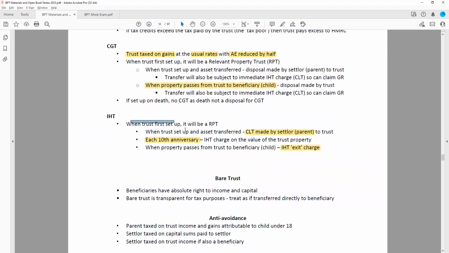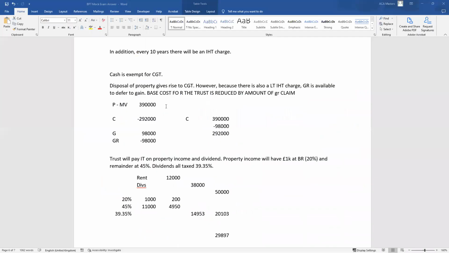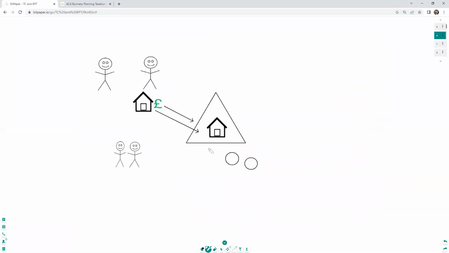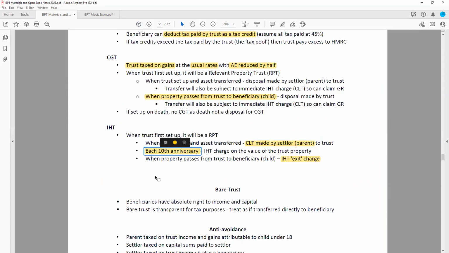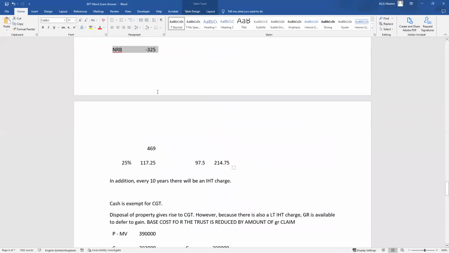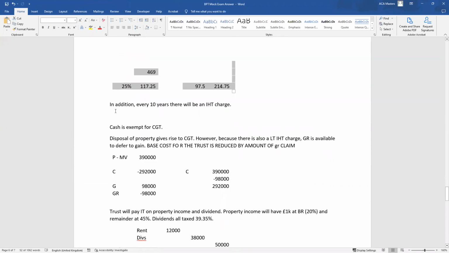So when the trust is first set up, then yes, it's going to be a CLT. But not only that, there's going to be this 10-year anniversary charge as well. So even just by having these assets in the trust, these shares, these investments and the property, there's going to be an anniversary IHT charge on the value of the property in the trust. So an immediate IHT charge for transferring the assets into the trust, then a 10-year charge.